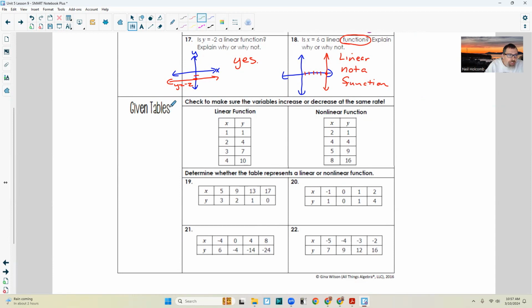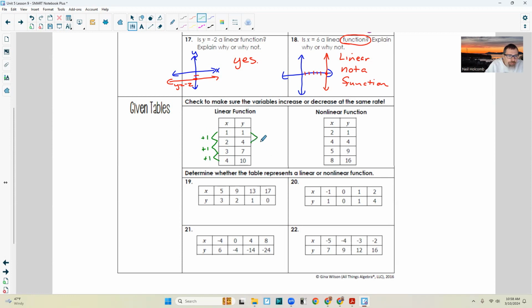Okay, let's move on. Given tables now, check to make sure the variables increase or decrease at the same rate. In order for it to be linear, your variables have to increase at the same rate. What did I have to add to 1 to get to 2? I had to add 1. What did I have to do to get from 2 to 3? I had to add 1. What did I do to 3 to get to 4? You have to add 1.